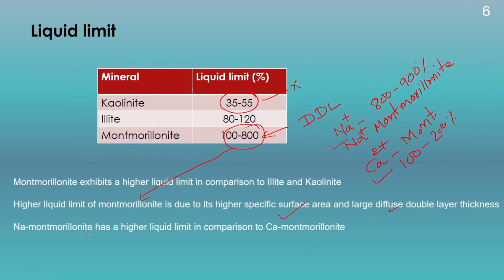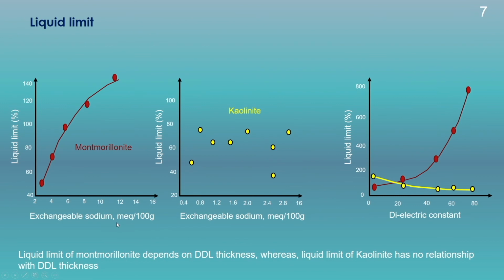Therefore, the sodium montmorillonite will have a higher liquid limit in comparison to the calcium montmorillonite, as the liquid limit of the soil is controlled by the diffuse double layer thickness, which is controlled by the type of exchangeable cation present. Here we can see a linear trend between the exchangeable sodium percentage and the liquid limit for montmorillonite. With an increase in sodium as an exchangeable cation, the liquid limit of montmorillonite is increasing.